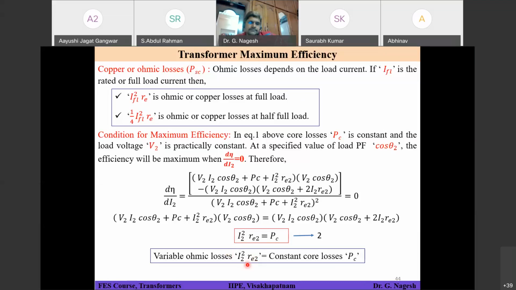So some current is flowing. At that current, I have calculated the ohmic loss, and I found out that value is exactly equal to the core losses. In that scenario, the efficiency will be maximum. So this is the condition for maximum efficiency. Maximum efficiency occurs when the variable ohmic loss is equal to the fixed core losses.